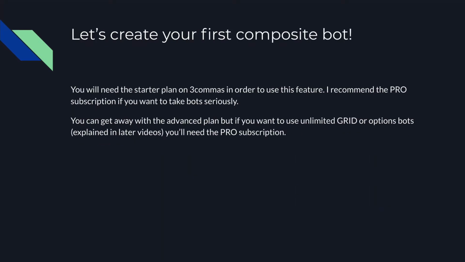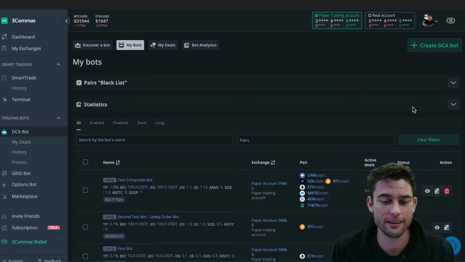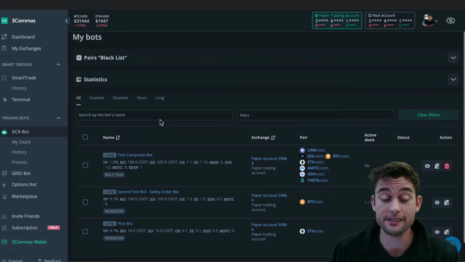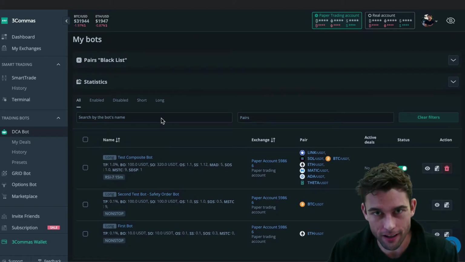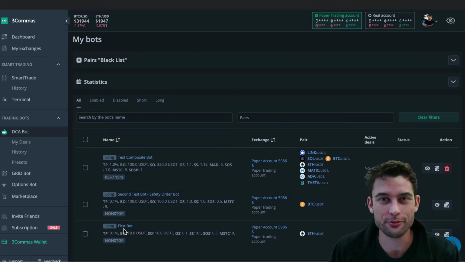And I know that was a lot of talking, so let's go into the actual 3Commas platform and create your first composite bot. Alright guys, so now we're in 3Commas, and if you click on DCA bots right over here, you should see the bots that you have created. If you look right here, you'll see the very first bot that we created in video 1.